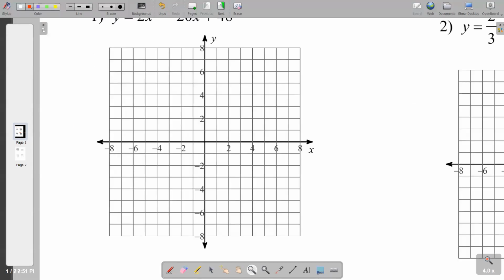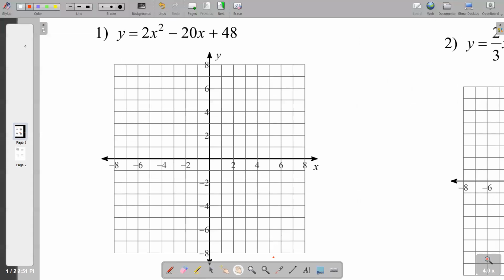So A is what? 2 for sure. So A is 2. What's B? Good. And so we're not using the quadratic formula, so we really don't need C. That 48 will come into play, but not for another minute or so.